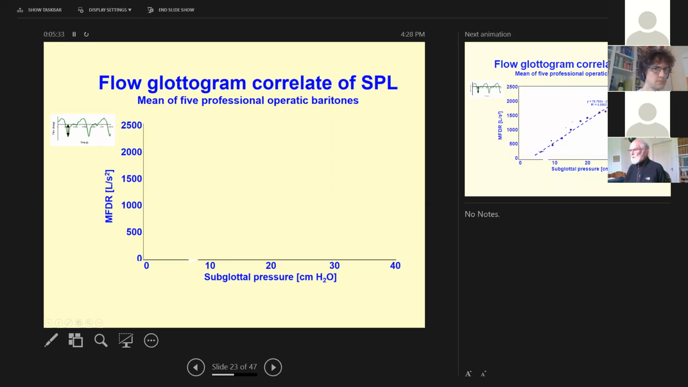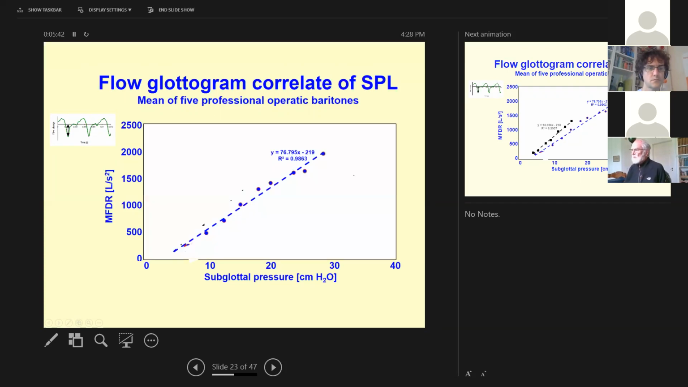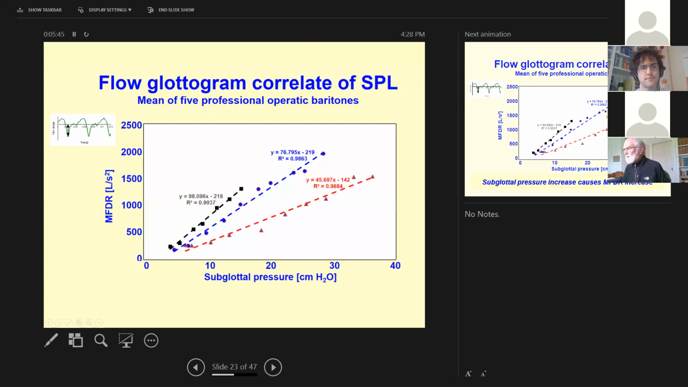And then we could also do the correlation between the maximum flow declination rate and subglottal pressure. And then you get very nice, straightforward linear equations that you see depend on the pitch, because this is low pitch, middle pitch, and high pitch, but they are quite straight. And I will tell you, this is a question of singers. If you take non-singers, they are a bit more irregular and do a lot of things more than you ask them to do. So you get rather dirty data.